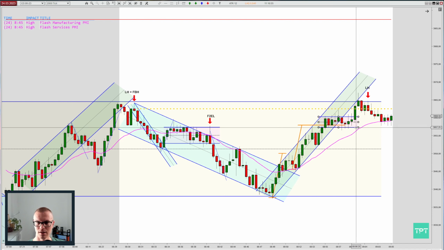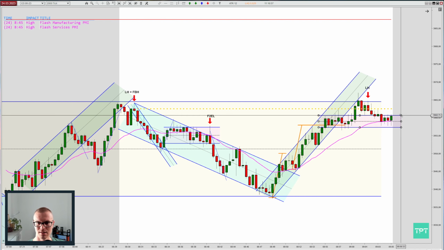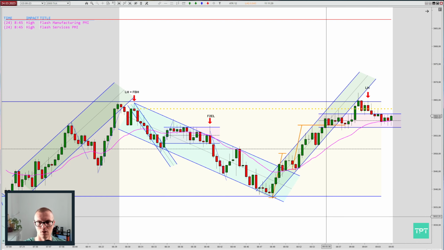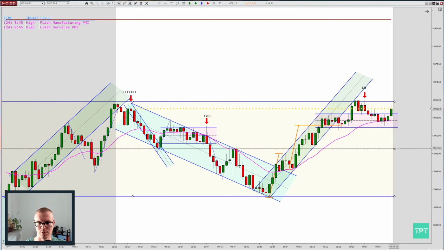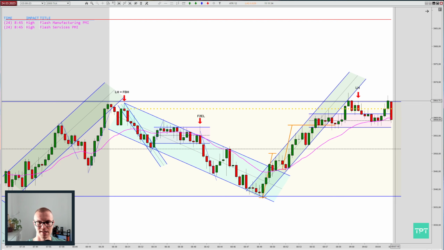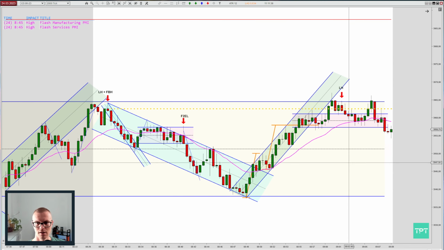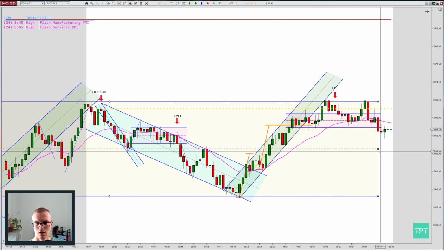Forming congestion here, can maybe extend this little congestion that was made before here. And prices go sideways here. We're staying at the top of the range right now, so nothing really to consider. Dojis.